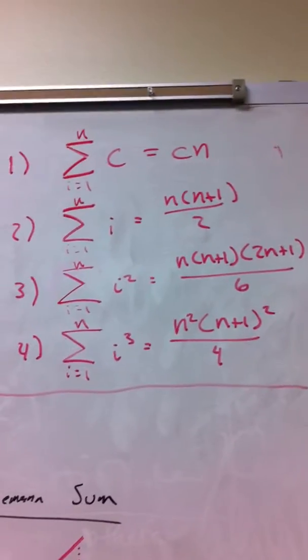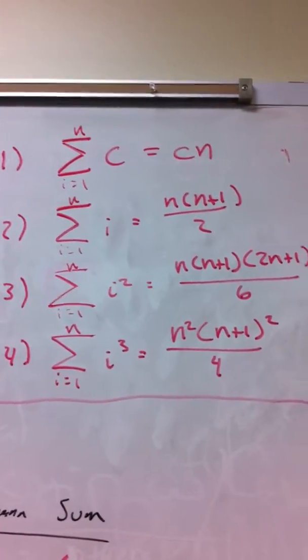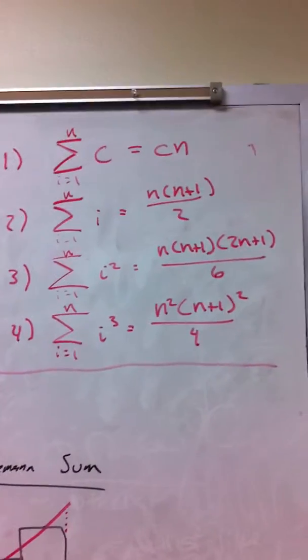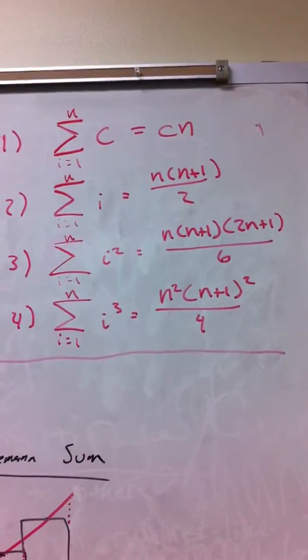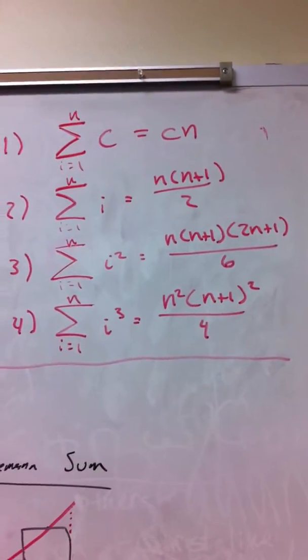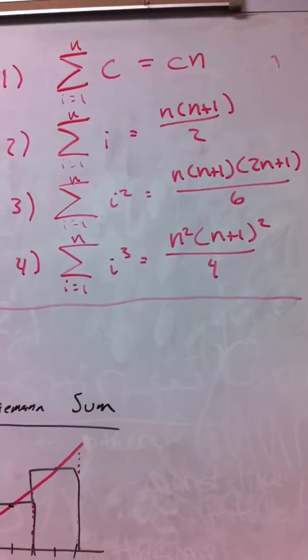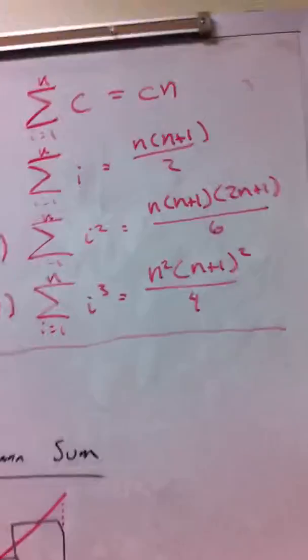The second one, the summation of i is equal to n times (n plus 1) over 2, n being the number of rectangles again. Then the summation of i squared is equal to n times (n plus 1) times (2n plus 1), all divided by 6. And the summation of i cubed is equal to n squared times (n plus 1) squared over 4.